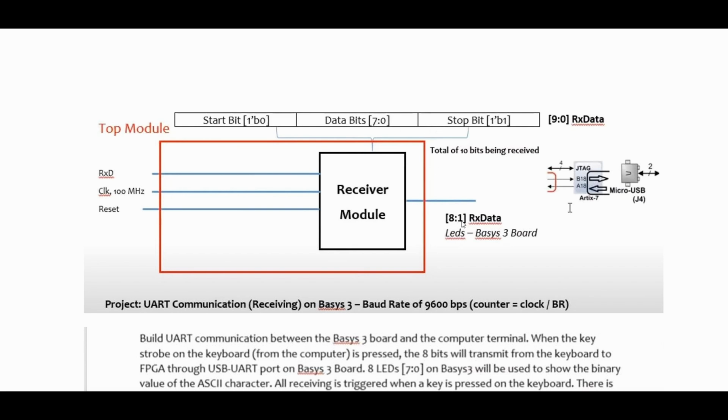So this RX data, which we will get at the output, is nothing but the LEDs glowing on the FPGA Basys board. On the FPGA board, we get the ASCII values of the input characters. We will get the output as an ASCII value in an 8-bit binary number. So we will get whatever we press on the keyboard.